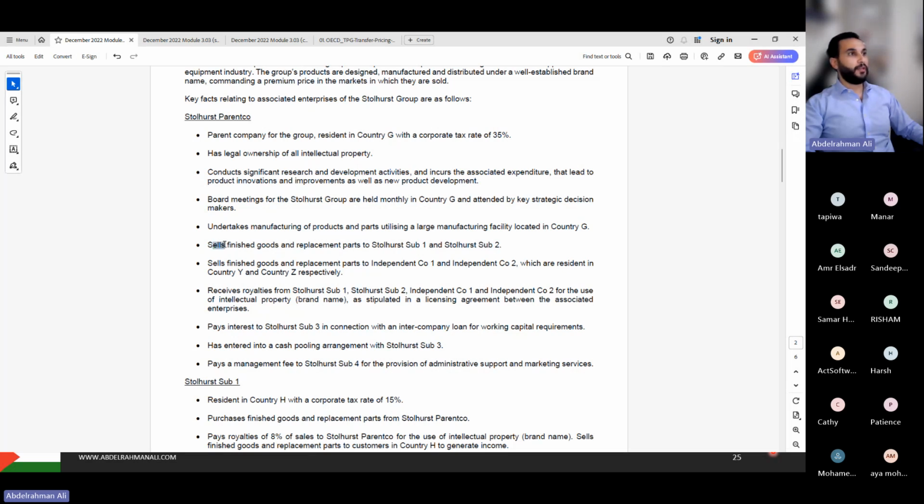For example, here, this parent co sells finished goods and replacement parts to sub 1 and sub 2. So now you're trying to analyze the relationship between parent co as a parent company and the relationship with sub 1 and sub 2. It does make sense that it might not be dealing with sub 3 or sub 4. This is how you should interpret the case.